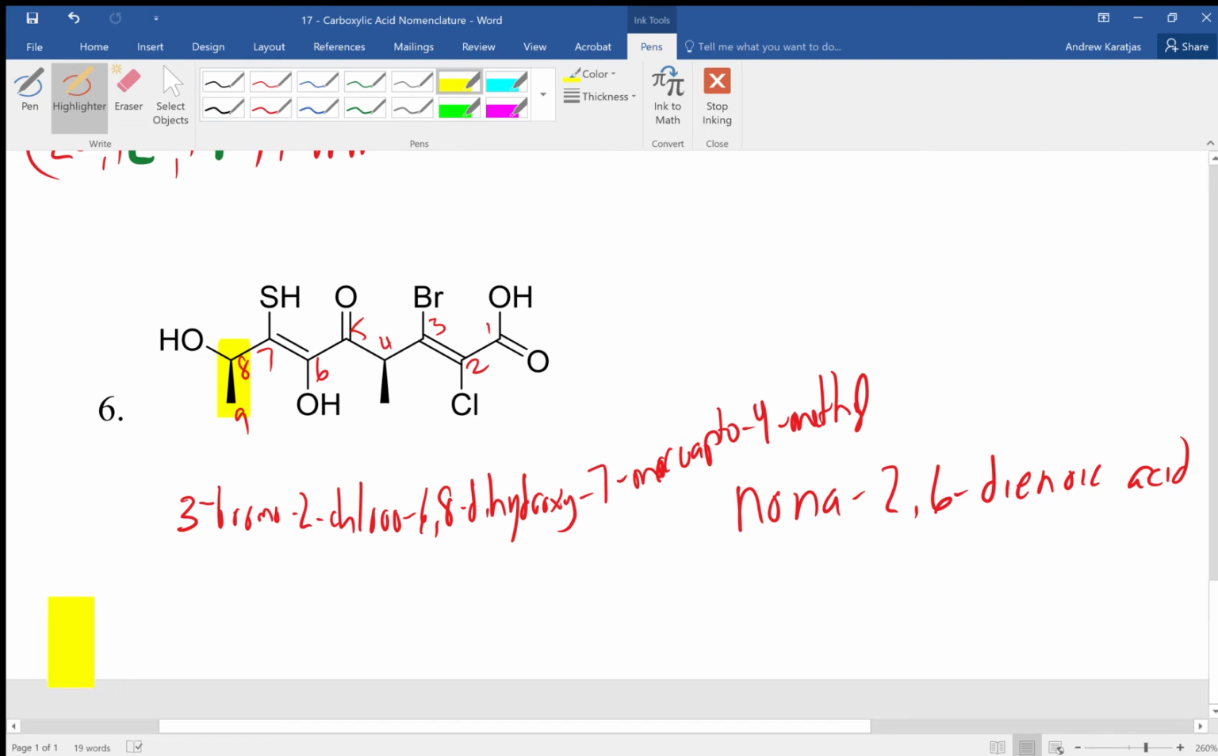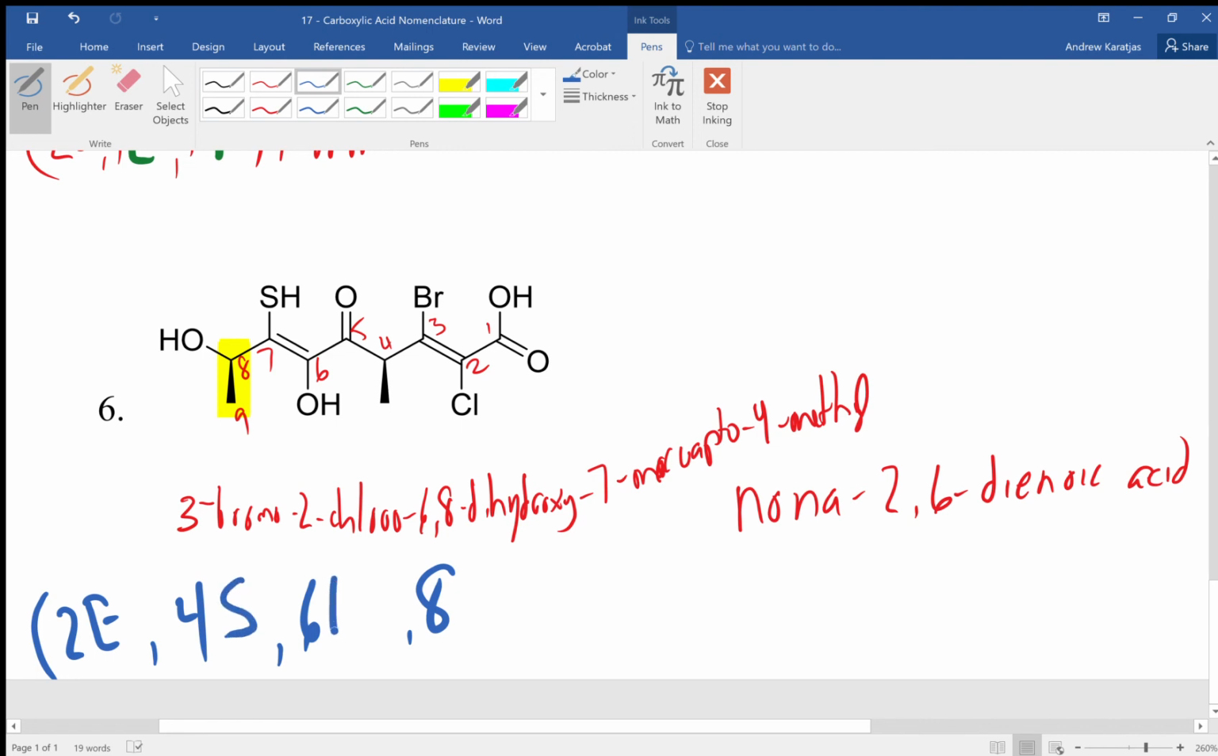How many stereocenters here? Well, 2 is an alkene, so we need E or Z. 4 is chiral. 6 is an alkene. And 8 is chiral. So we have 2E, 4S, 6E, and 8R.